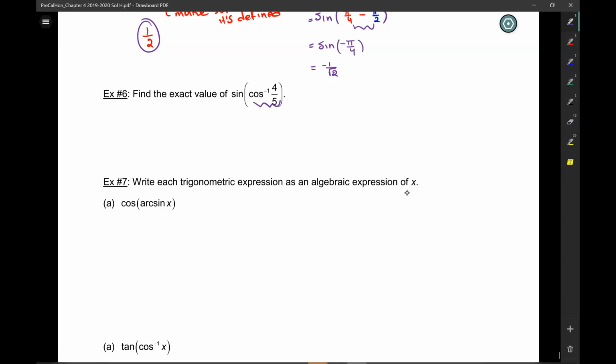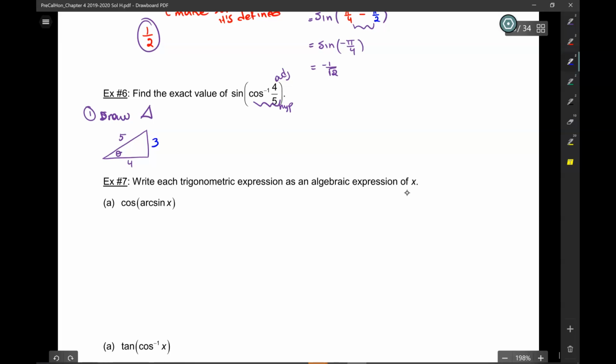So I say, what is the angle for which cosine is 4 over 5? So what I have to do is draw a right triangle. So there is this mystery angle theta. The cosine of it, adjacent over hypotenuse, is 4 over 5. What's the missing side? 3.